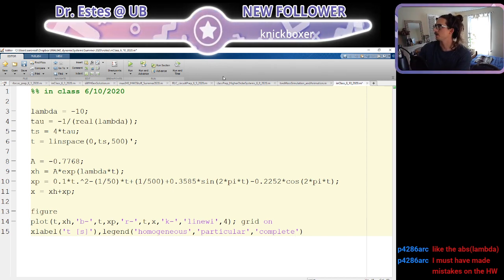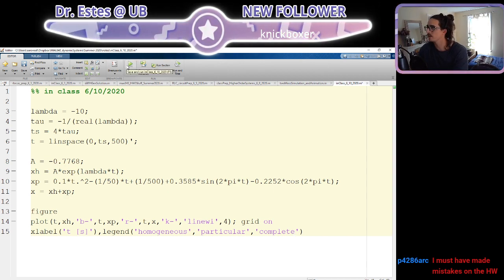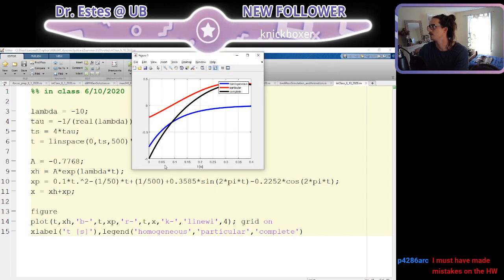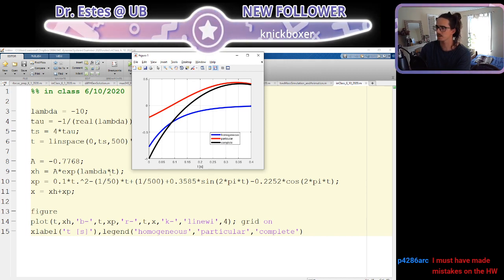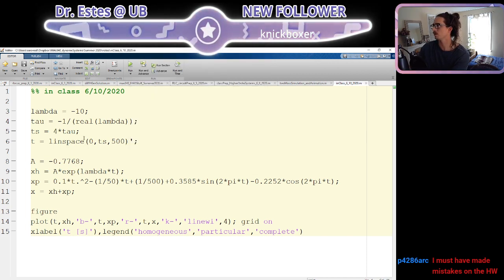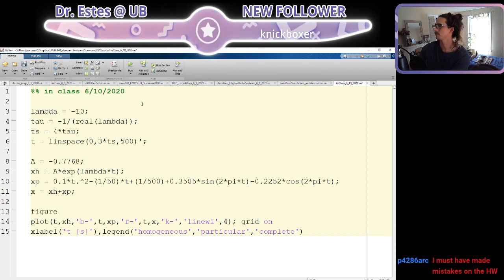And let's run it. Nine times out of 10, when you run your code for the first time, you get an error. We'll see. Hey, we don't have an error. Interesting. Let's plot this to 2 times the settling time, so we can see this a little bit more. Or maybe even 3 times. Why not?